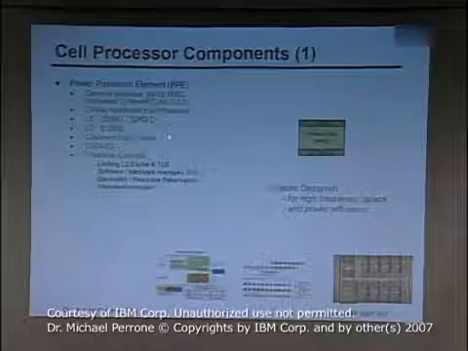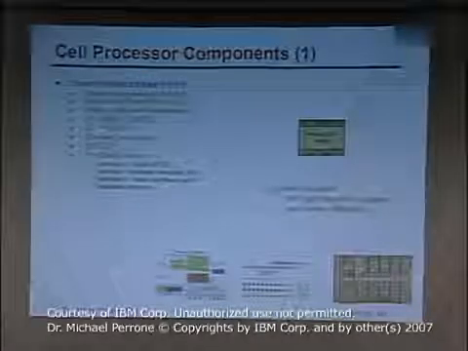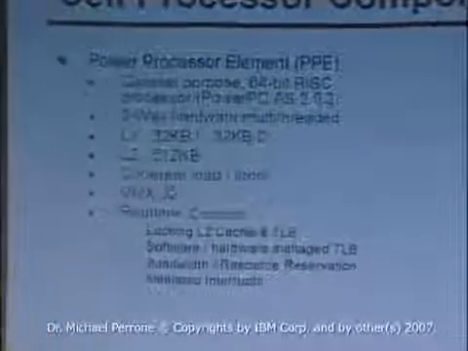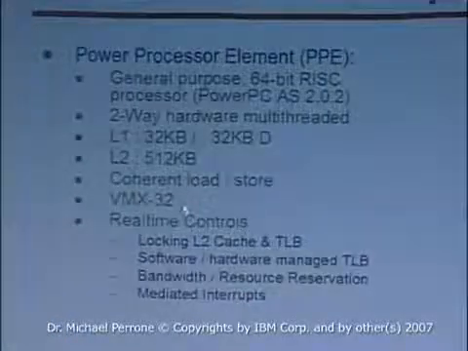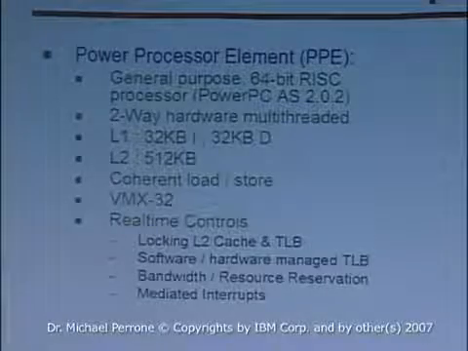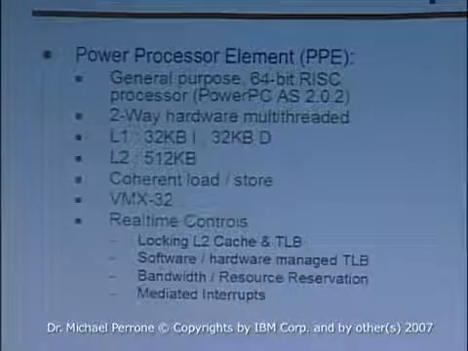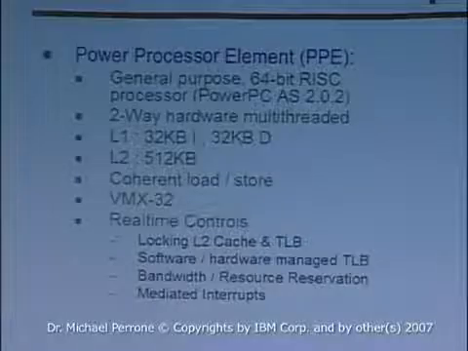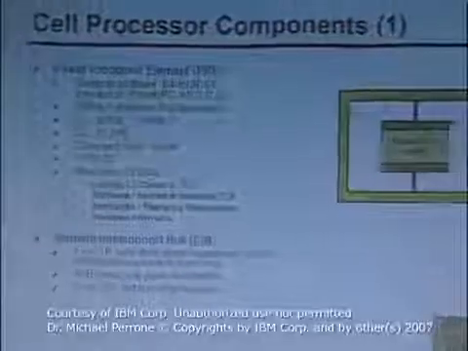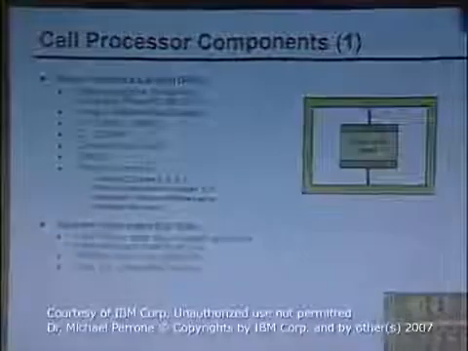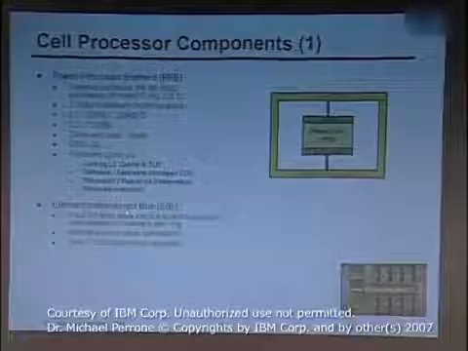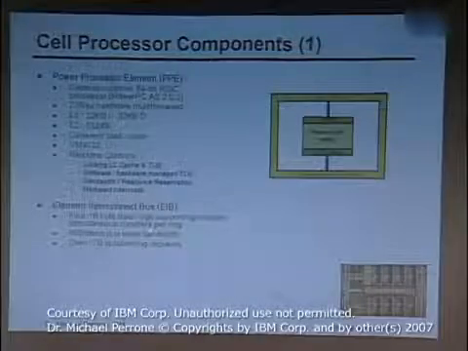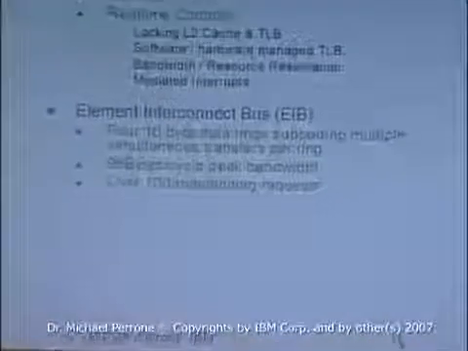Well, okay, so now we're going to the details of the PPE. Half a megabyte of L2 cache here. Coherent load stores. It does have a VMX unit, so you can do some SIMD operations, single instruction, multiple data instructions. 2-way hardware multi-threaded here. Then there's the EIB that goes around here. It's composed of 4 16-byte data rings. And you can have multiple simultaneous transfers per ring for a total of over 100 outstanding requests simultaneously.